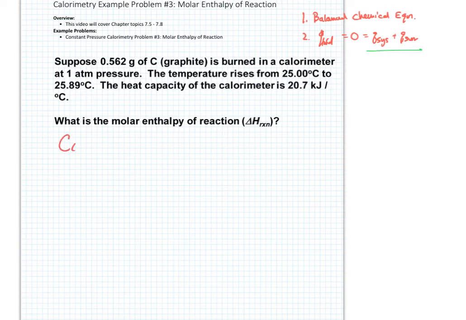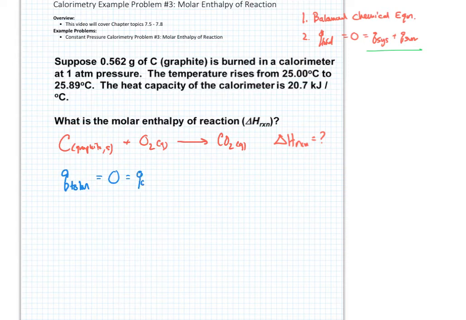So the balanced equation is graphite, which is a solid form of carbon, plus oxygen, this is a combustion reaction, yields CO2 gas. And what we're trying to find is delta H of reaction of this particular chemical reaction. We don't know what delta H is. That's what we're trying to find in this problem. So the second thing we want to do is identify what our system and surroundings are. So Q total is equal to 0, equal to Q sys plus Q surroundings.